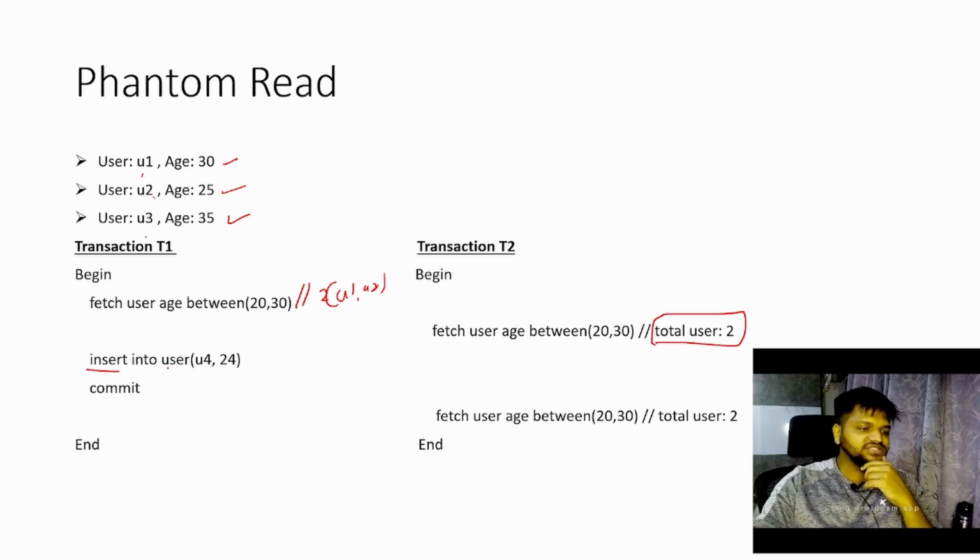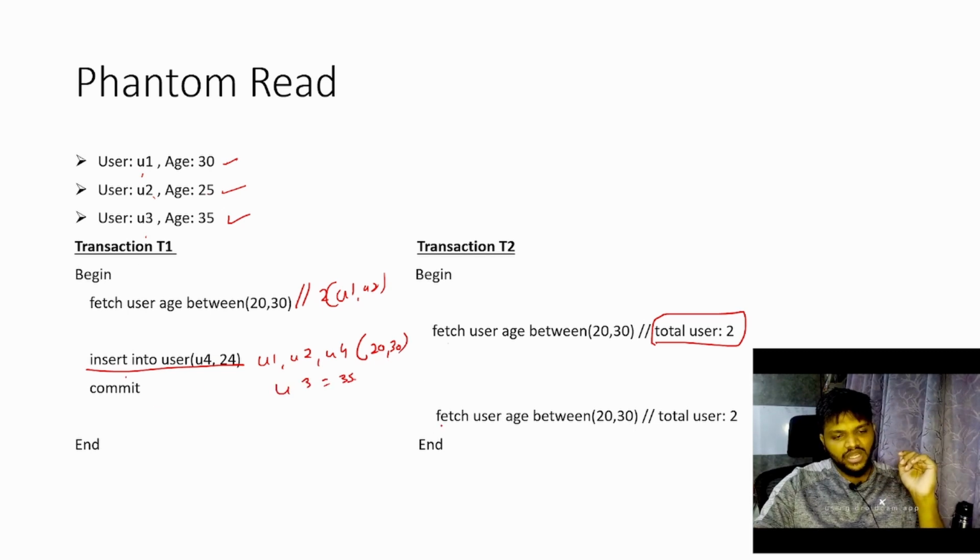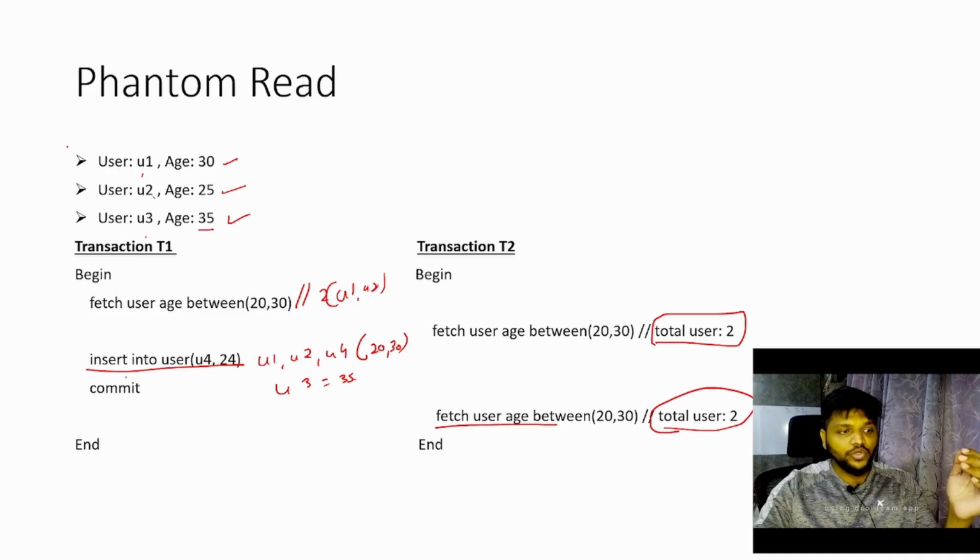Cool. Now it is inserting a new user, user 4, who is 24. So now in my database I have U1, U2, U4 between 20 and 30, and only U3 is 35. And it is committing. So now my database has 4 rows. Now when it is fetching, it is still able to see a total of only 2 users. It is not able to see the third user, user 4, and that is the problem. This is called a phantom read. Phantom read means that I am inserting or deleting, not updating the data. I am inserting or deleting, and that is going to change the number of values, but still I am not able to see that.